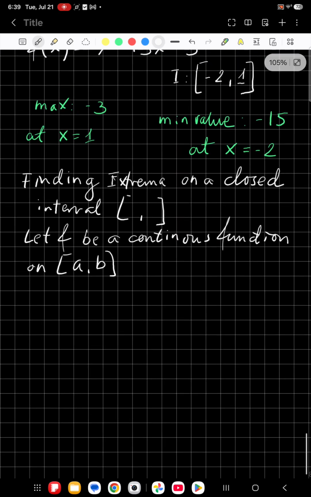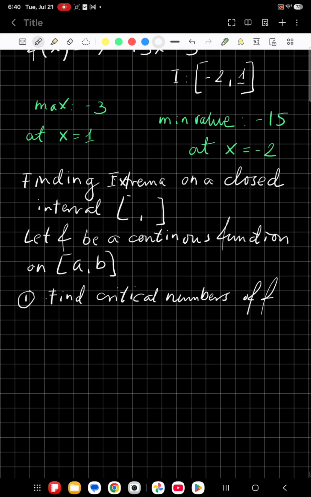Okay, so then we have a couple steps. The first one, yeah, we need to find the critical numbers of f on the open interval, this time a to b. So we're in the sense ignoring those endpoints of that interval, just finding critical numbers of the function.